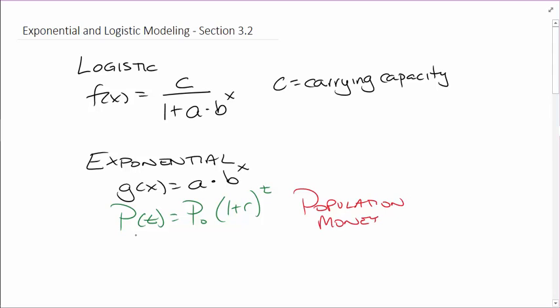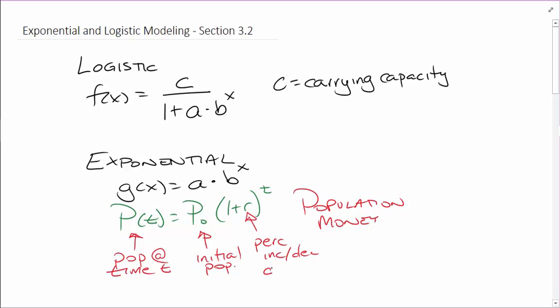And here are our variables. P of t is our population at some time, at time t. P sub 0 is our initial population, or initial amount of money, or initial quantity. R is our percentage increase or decrease, listed as a decimal. And finally, t is our time, and that needs to be coordinated with the percent increase or decrease.